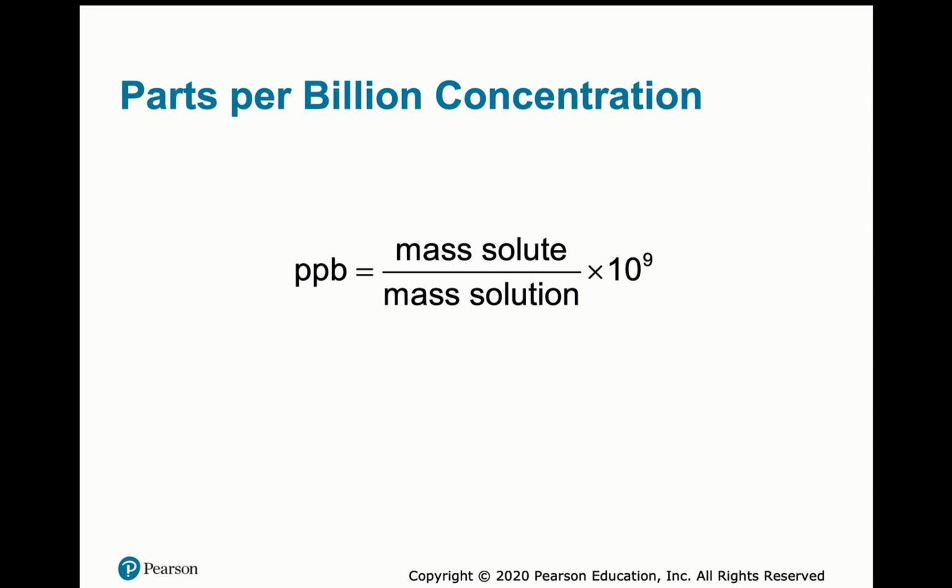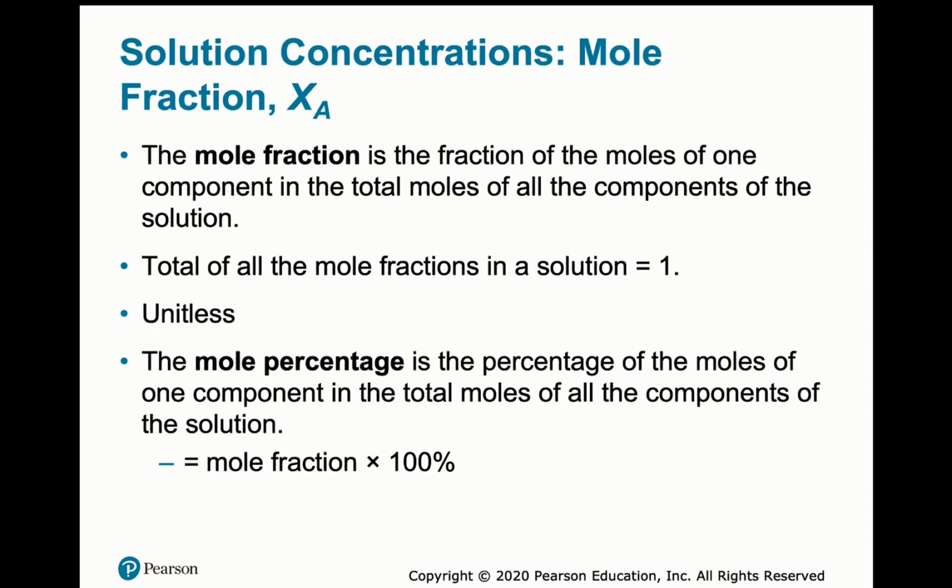Parts per billion, same thing as million, but instead of a million, it's a billion. So instead of 10 to the 6 it's 10 to the 9. Mole fraction, this is the amount of moles of one substance divided by the total moles. If you sum up all the mole fractions, it equals 1.